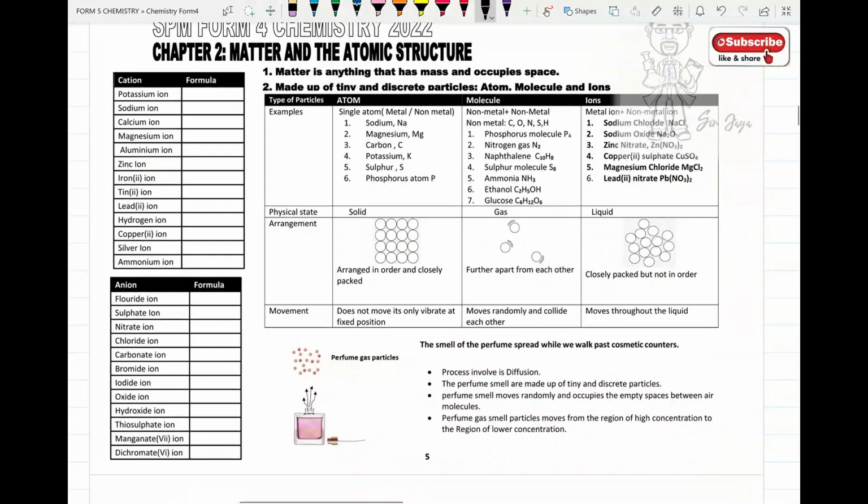Next part will be particles. Please remember, matter is anything that has mass and occupies space. And matter is made up of tiny and discrete particles, and these particles are known as AIM. A stands for atom, I stands for ion, and M stands for molecule.